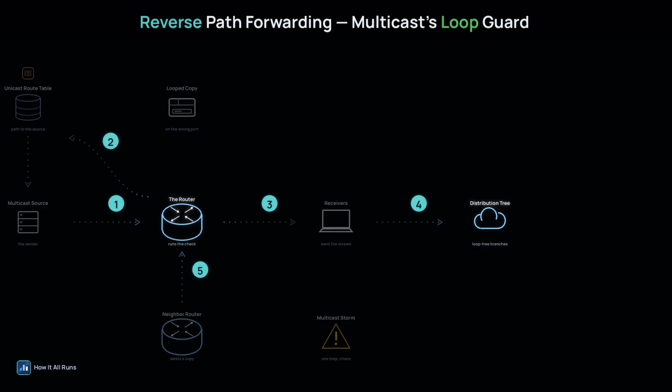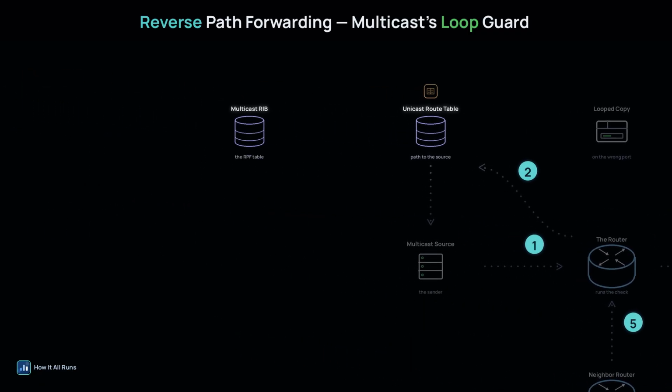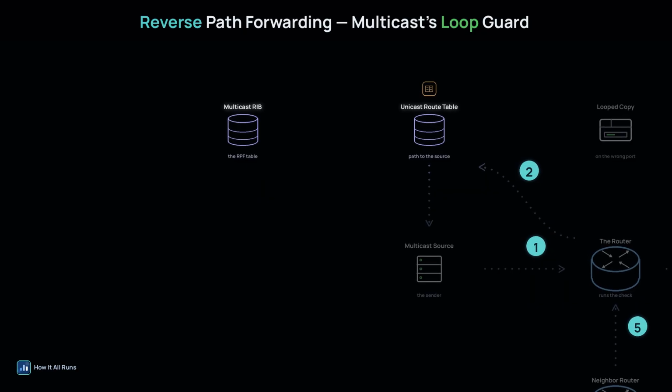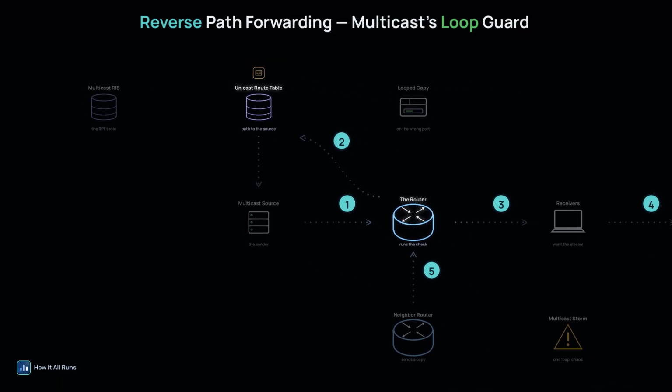Worth a footnote? The table consulted is not always the plain unicast one. Routers can keep a dedicated multicast routing table, sometimes fed by a separate topology, and the reverse path check reads from whichever table is configured for it. There is a real limit. Reverse path forwarding assumes the path back to the source is the same one traffic arrives on. When routing is asymmetric, a valid stream can arrive on an unexpected interface and be wrongly dropped.